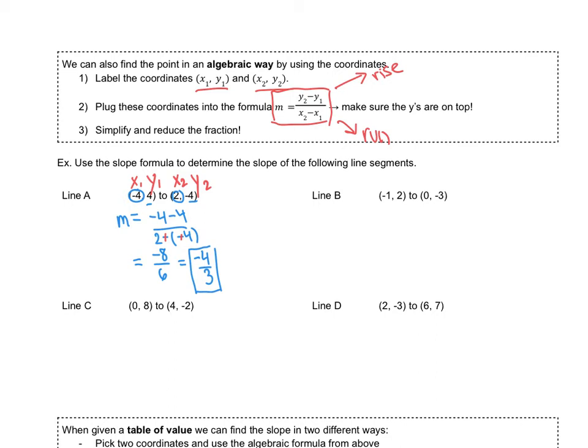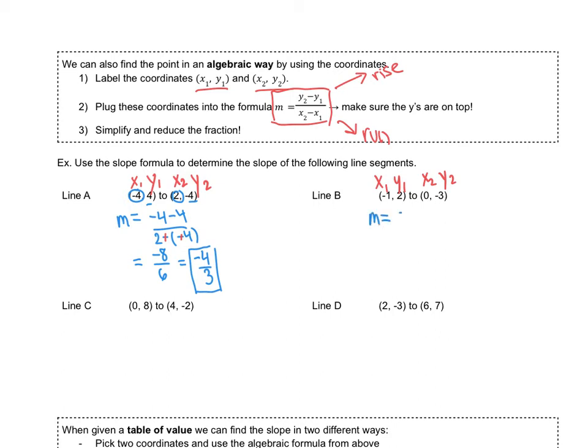Let's try it again. Step 1, label x1, y1, x2, y2. It doesn't matter what you number them. You could have said the first set of points was x2, y2, and the other one was x1, y1. It really doesn't matter as long as you're consistent.